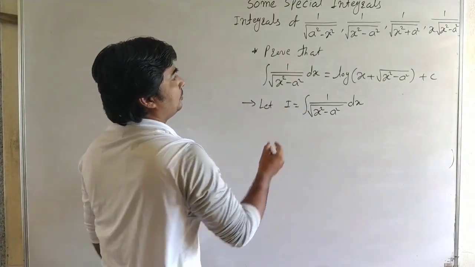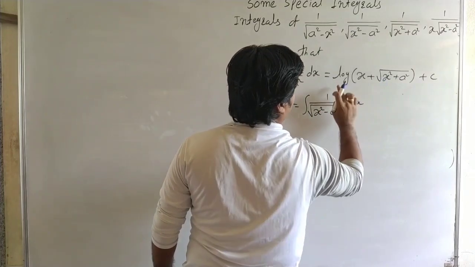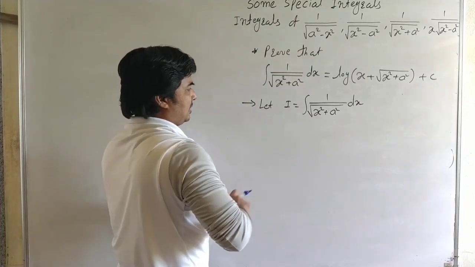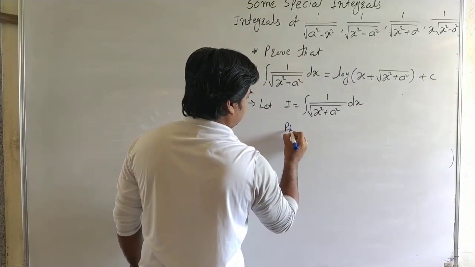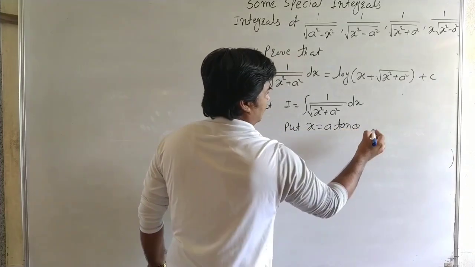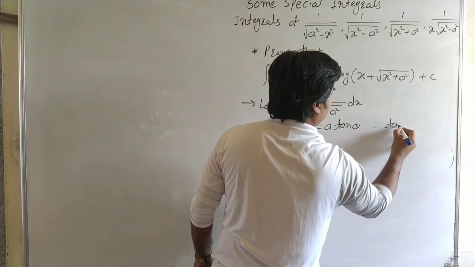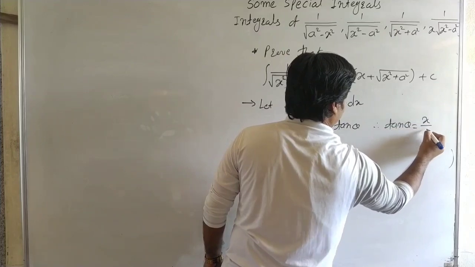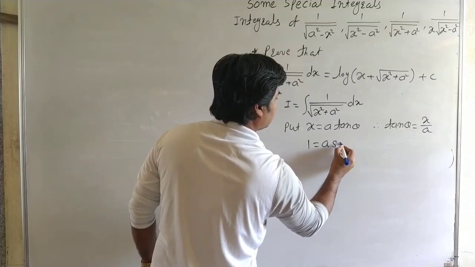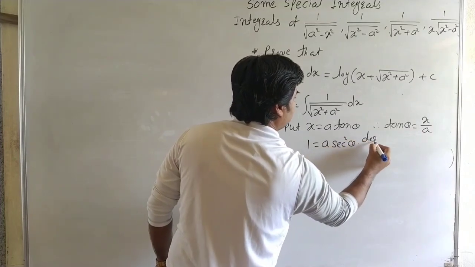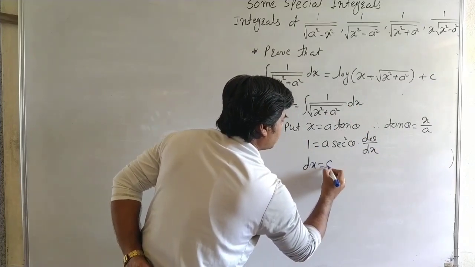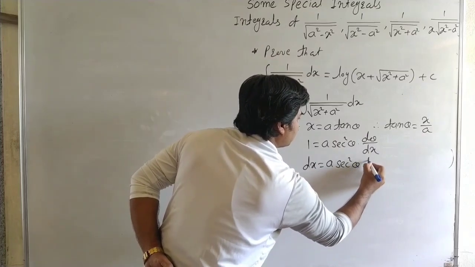Now next, 1 upon under root x square plus a square, and the proof gives log of x plus under root of x square plus a square. Here put x is equal to a tan theta. Therefore tan theta is equal to x by a. Now differentiate: 1 is equal to a sec square theta d theta by dx. Then find the value of dx. Dx is equal to a sec square theta d theta.